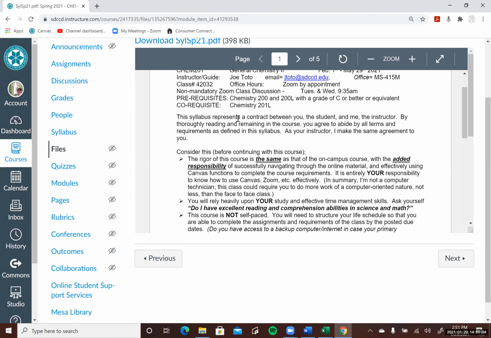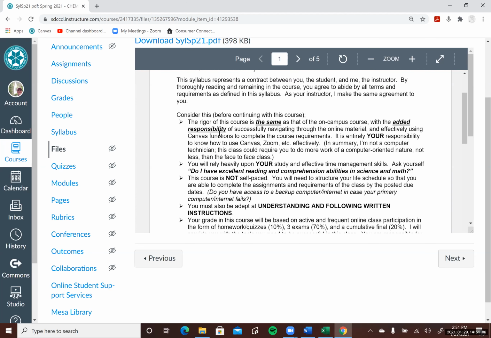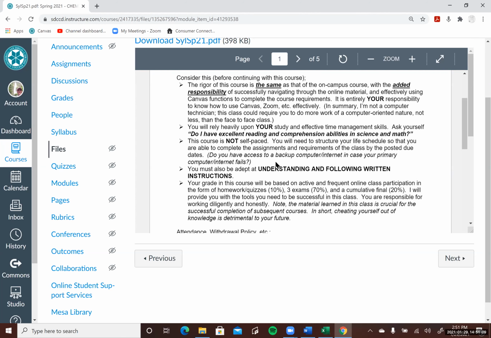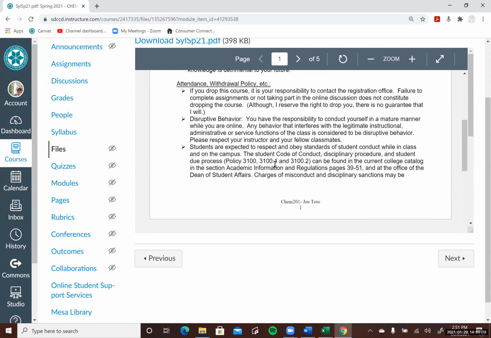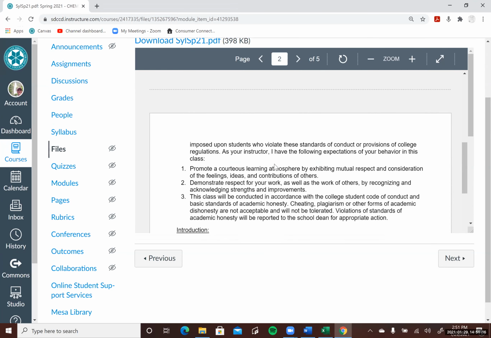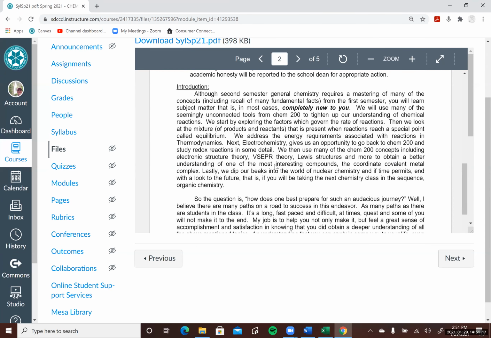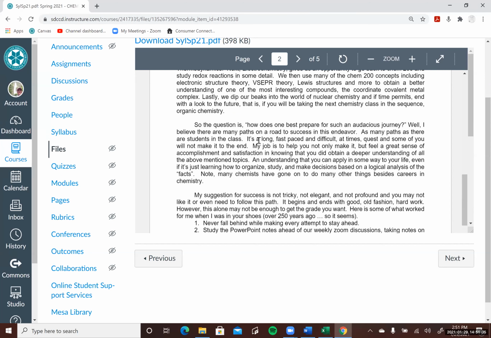So you should read through this syllabus, some of your responsibilities, what you want to try to do to get the most out of the class, behavior, and so forth. And an introduction, and from my view, some of the things that you should be concerned about, and some of the things you should try to remember from Chem 200. Because we're going to use Chem 200, of course, as building blocks into 201.